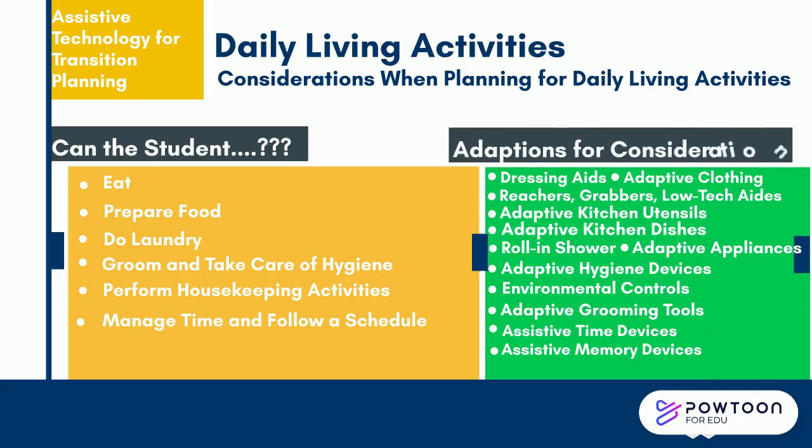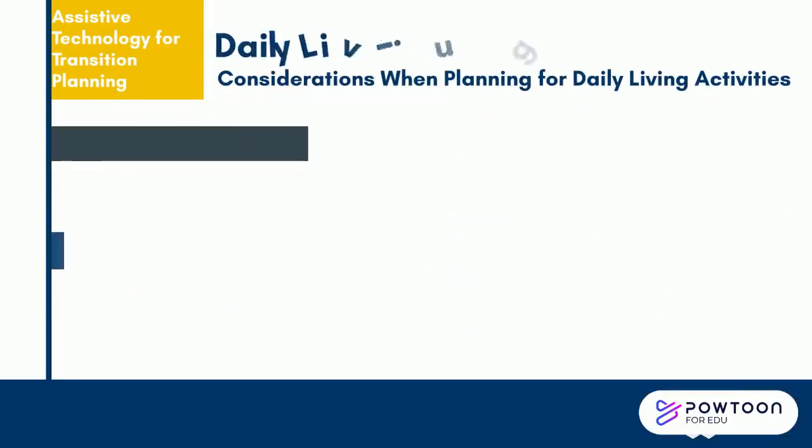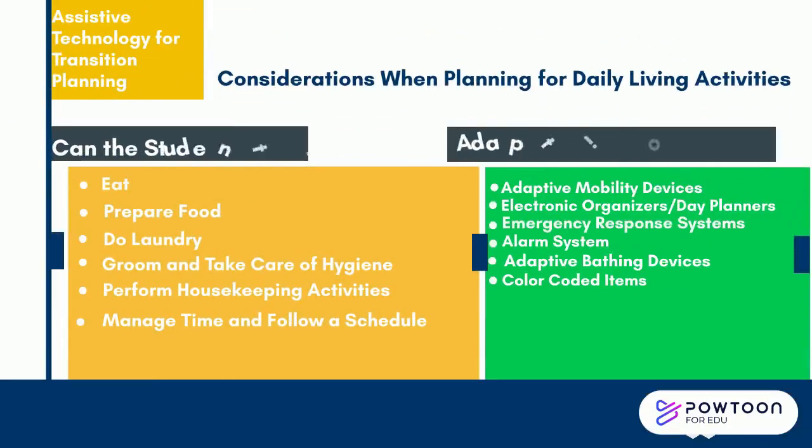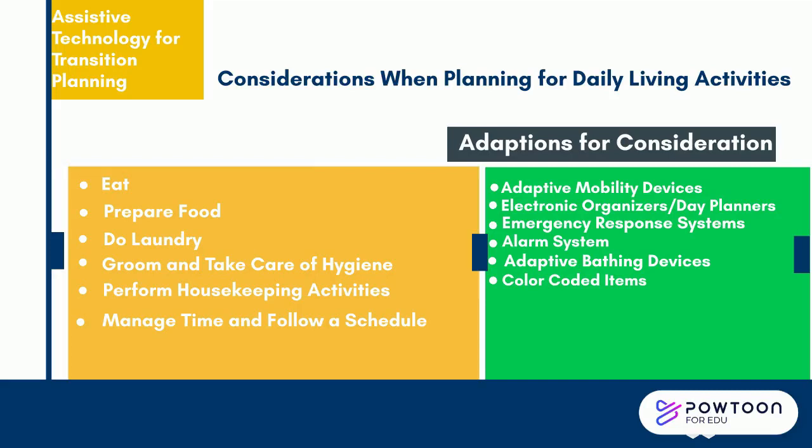Adaptations for consideration. Dressing aids, adaptive clothing, reachers, grabbers, low-tech aids, adaptive kitchen utensils, adaptive kitchen dishes, roll-in shower, adaptive appliances, adaptive hygiene devices, environmental controls, adaptive grooming tools, assistive time devices, assistive memory devices, adaptive mobility devices, electronic organizers, day planners, emergency response systems, alarm system, adaptive bathing devices, color-coded items.